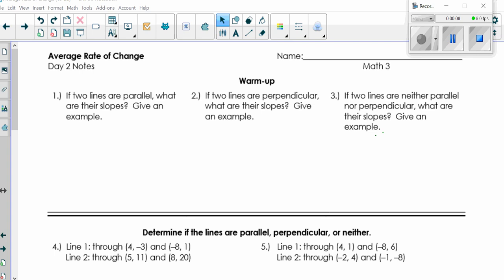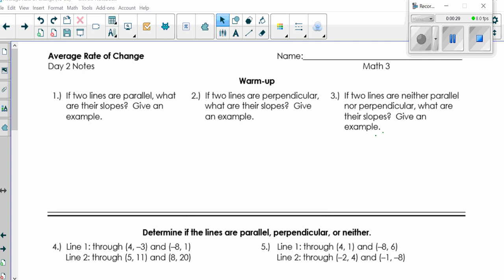Today we're going to do the average rate of change again, but we're going to talk about different ways that slope can answer questions. So not just finding rate of change again and again and again. Your homework does have a good amount of practice with that, just like the backside of your homework last night.